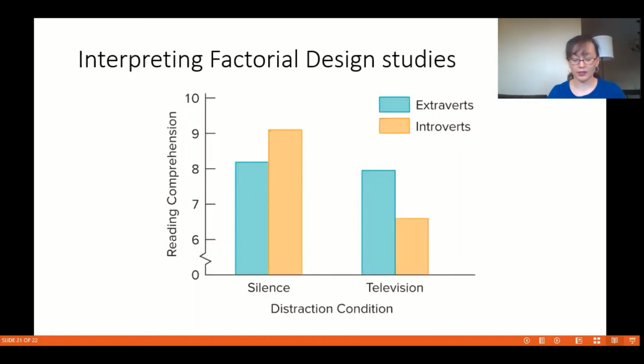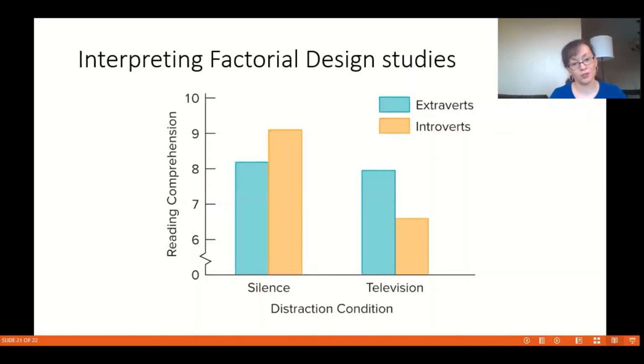And so when we look at this, this is exactly that idea of the effect of one independent variable, and in this case, that's the silence and the television. The effect of that one independent variable depends on the particular level of the other independent variable. How much silence versus television on in the background affects your reading comprehension depends on whether you're an introvert or an extrovert. And that's the idea of what an interaction effect is.